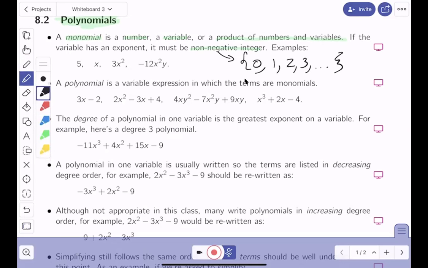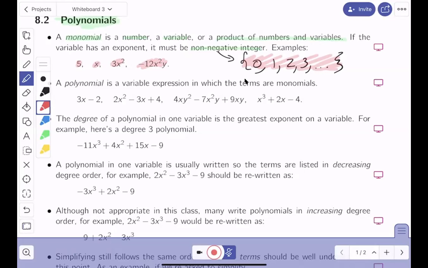And the examples they give you: 5, it's a number, right? x is just a variable. 3x squared is a product of a number and a variable raised to a power, and the power is a non-negative integer. This one over here has a number like minus 12, and then there's a variable x squared, again a non-negative integer power, and y. By the way, the power on y is 1, all right?